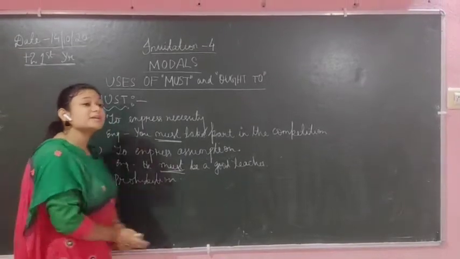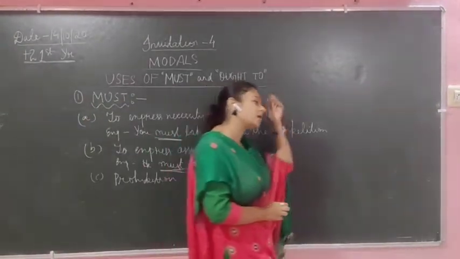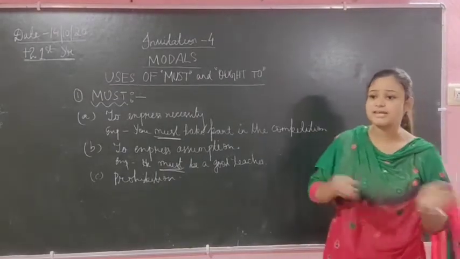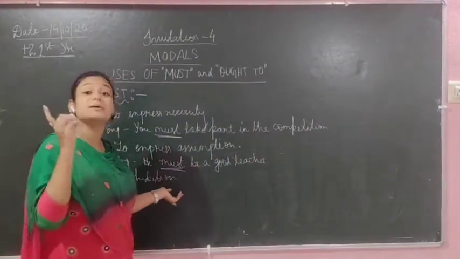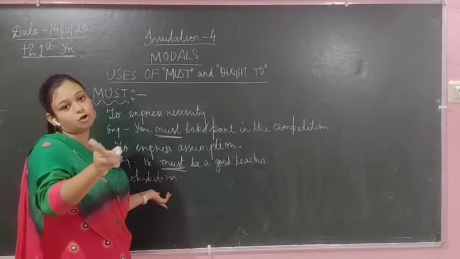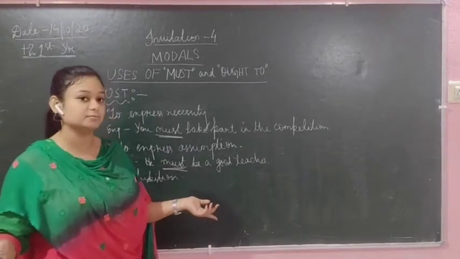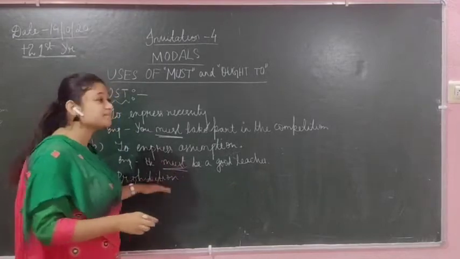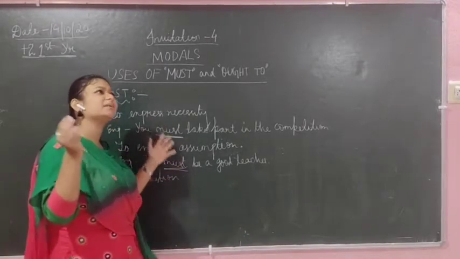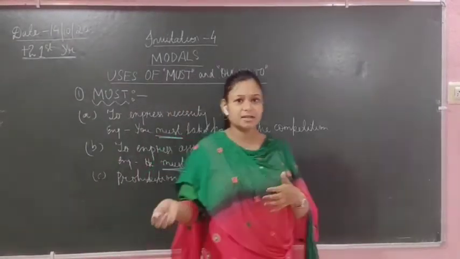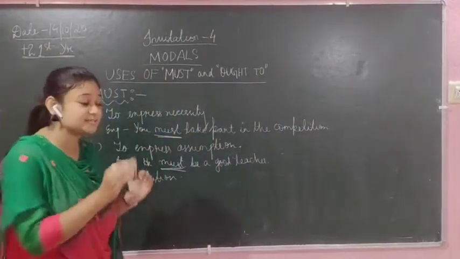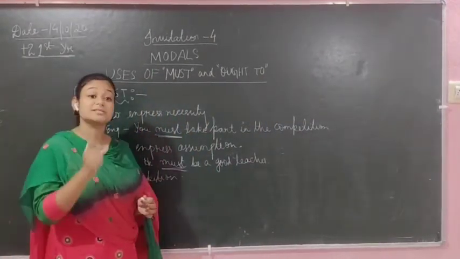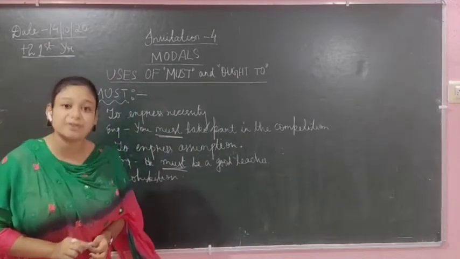So when something comes to prohibition, for example, when mobile phones or cell phones are not allowed inside the classroom, right? So you must not come with your mobile phones inside the classroom. Okay? So when something is prohibited, remember, my friends, smoking is not allowed. Smoking is prohibited here. You must not smoke inside the trains.